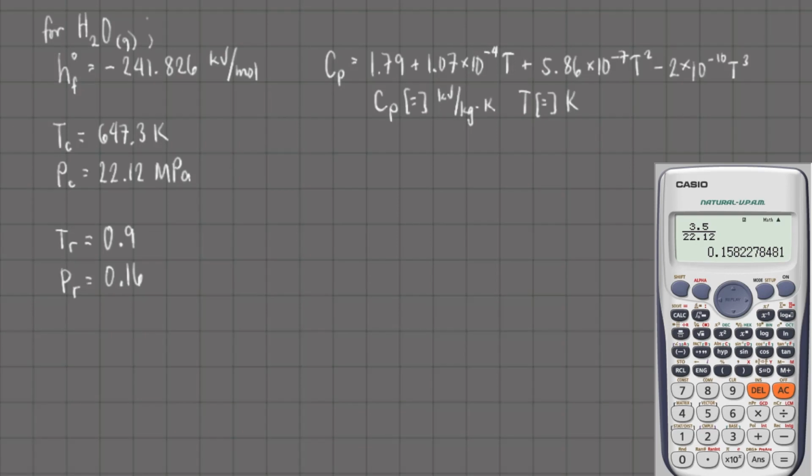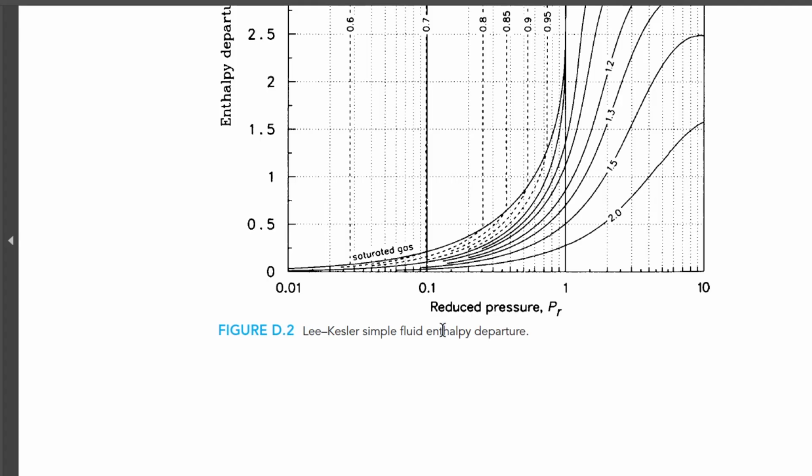Let us go to our enthalpy departure charts and determine the value of H2 asterisk minus H2. Let us first look for a reduced pressure of 0.16. Remember that our x-axis here is in a logarithmic scale, meaning this line is 0.1, the next line here is 0.2, this is 0.3, 0.4, 0.5, 0.6, 0.7, 0.8, 0.9, and then finally 1. Okay, do not get confused in reading this logarithmic scale. Our 0.16 lies in between 0.1 and 0.2. This little tick here is 0.15, so 0.16 is somewhere in here.